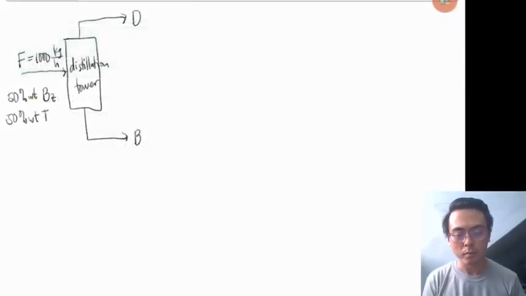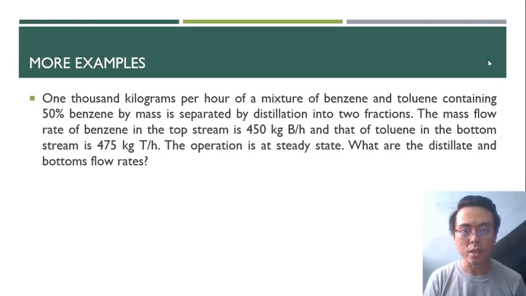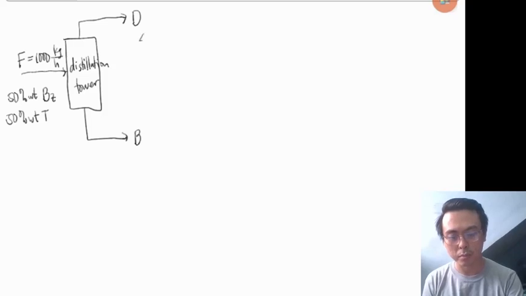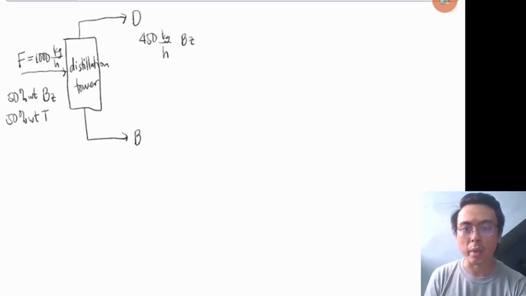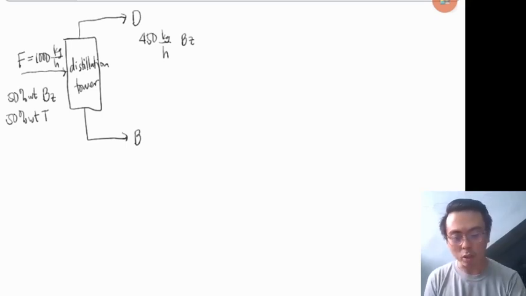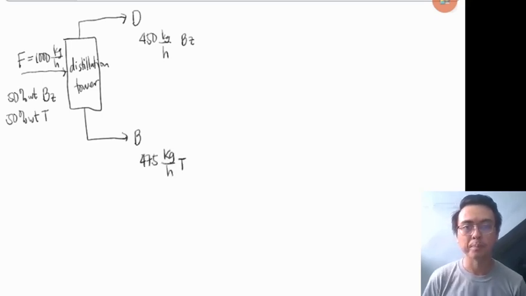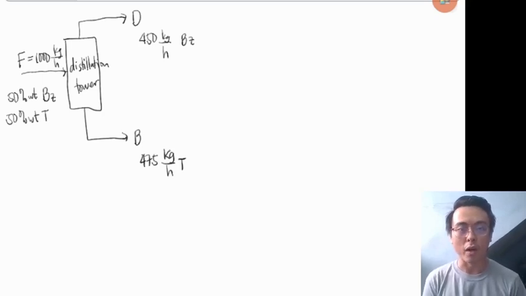Okay. Your distillate contains 450 kilograms per hour benzene. Take note that it did not mention that the entire flow rate of the distillate is 450. It simply mentioned that benzene flows at 450 kilograms per hour. So it's important to make that distinction. And then in the bottoms product, we have a given of 475 kilograms per hour of toluene. So this is all of our given.